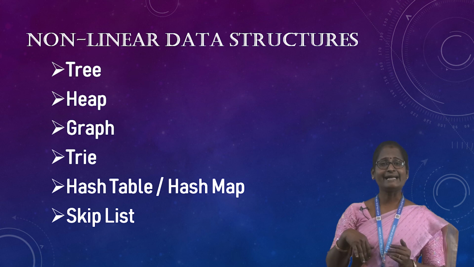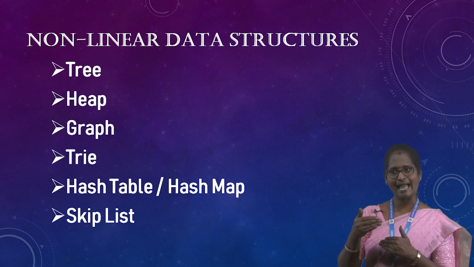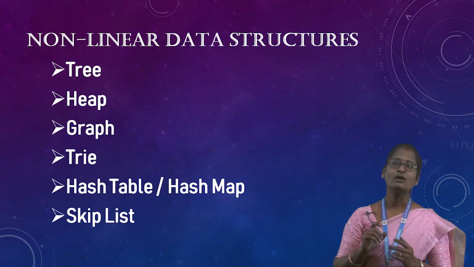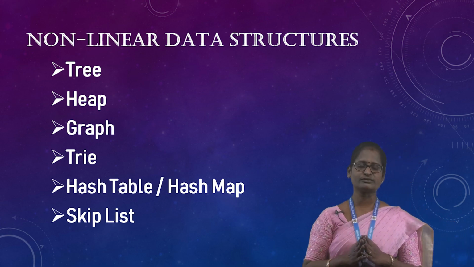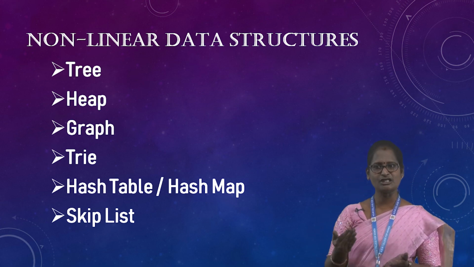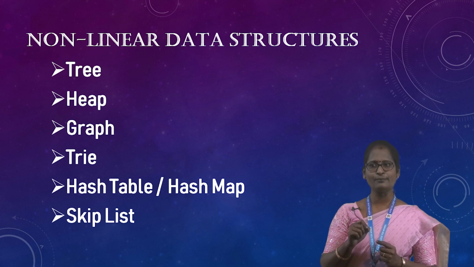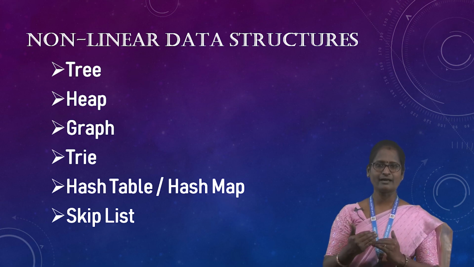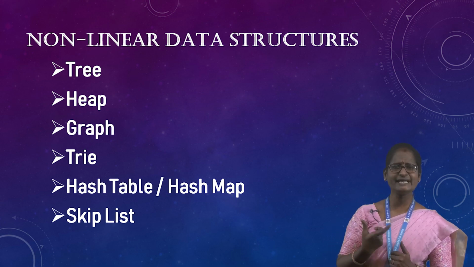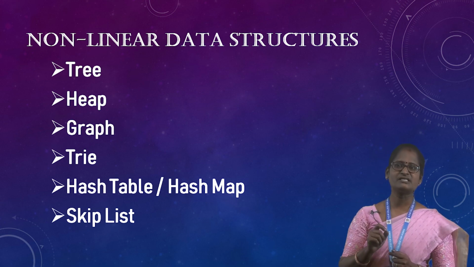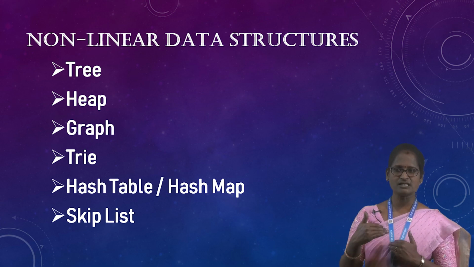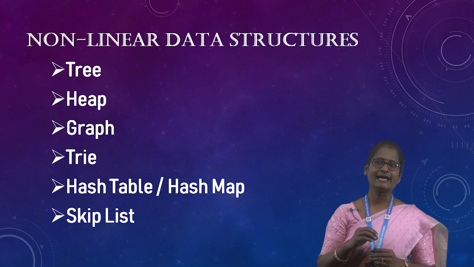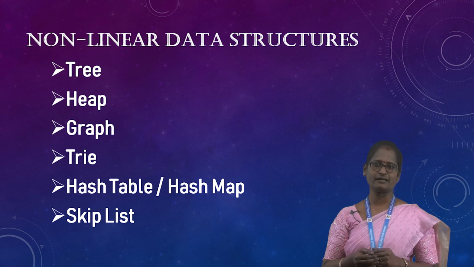Then the trie, a tree-like data structure that stores a dynamic set of strings and is particularly effective for searching through large dictionaries and phone books. Then the hash table or hash map, which stores key-value pairs and uses a hash function to index the keys, allowing for quick data retrieval. Then the skip list, a data structure that allows for fast search within an ordered sequence of elements, effectively a randomized extension of a linked list.